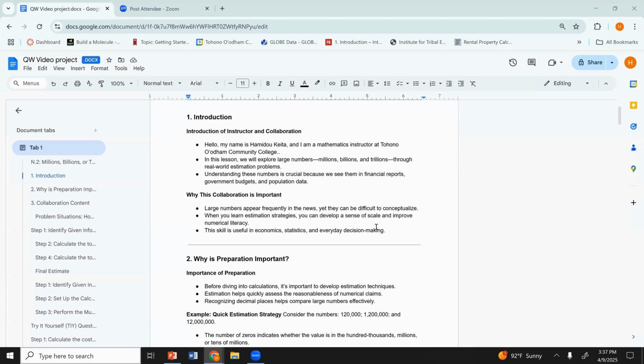The preparation also helps you to estimate quickly and assess how reasonable these large numbers are. If people are claiming something with these large numbers, you can run some quick estimate to see whether it makes sense or not, whether it's reasonable or not. It will also allow you to recognize decimal places, which will help you to compare large numbers effectively.